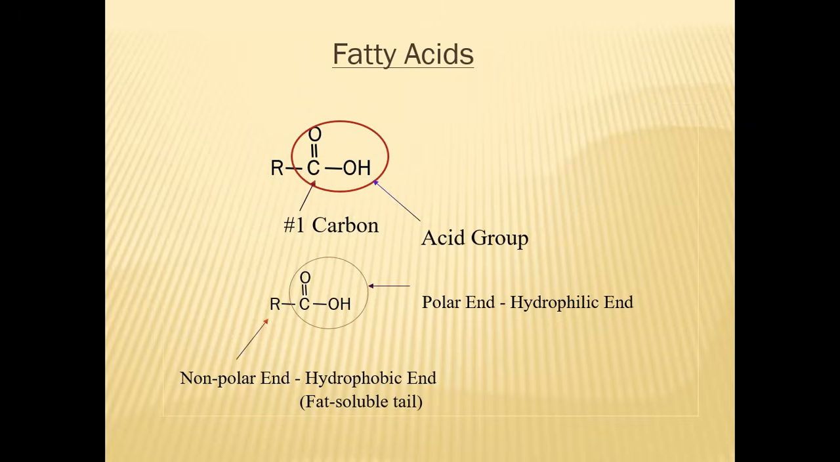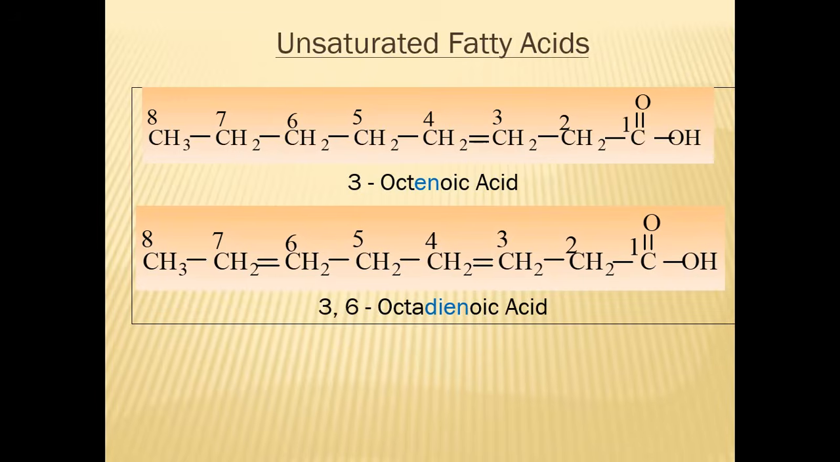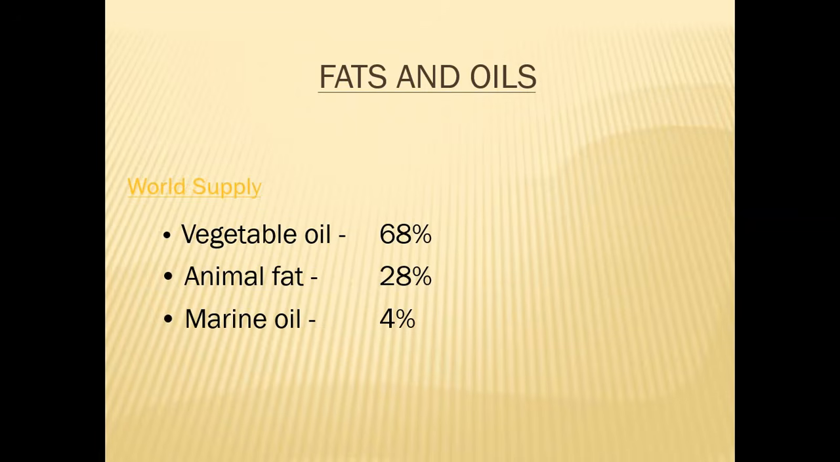This is the structure of a fatty acid with an acid group and a carbon in between. Then we discussed saturated fatty acids and unsaturated fatty acids. Saturated doesn't contain any double bond, and unsaturated contains a double bond. If it starts from carbon number 3, it's omega 3, and if it starts with carbon number 6, it's omega 6.